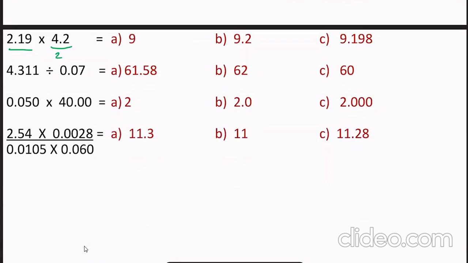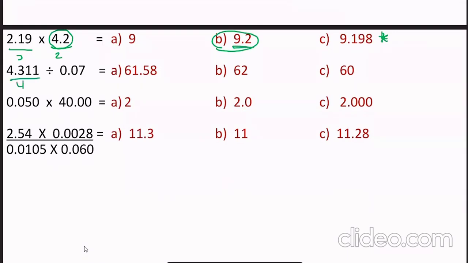2 significant figures, 3 significant figures, my answer has to be 2 significant figures. This is what the calculator tells you. Calculator tells you 9.198. But if we're going to satisfy the rules for significant figures, we find the measurement with the smallest number, and our answer has to reflect that.